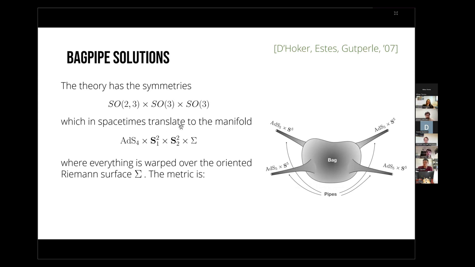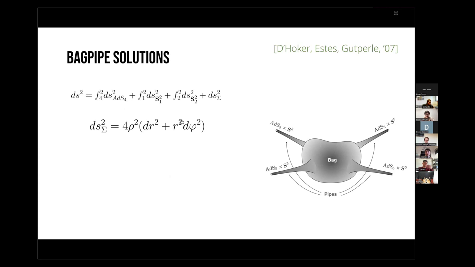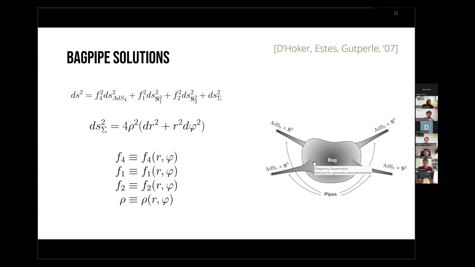These symmetries translate in spacetime to a manifold that has these elements: an AdS4 that we wanted, two spheres, and an oriented Riemann surface sigma. The metric ansatz for this solution is this one: the AdS4 part, the two spheres part, and the sigma part. If we decompose sigma in these two coordinates, the warp factors depend only on r and phi. So in this Riemann surface sigma, our solution changes, and at some points of sigma you have these AdS5 × S5 spikes, and at other points you have other types of singularities.